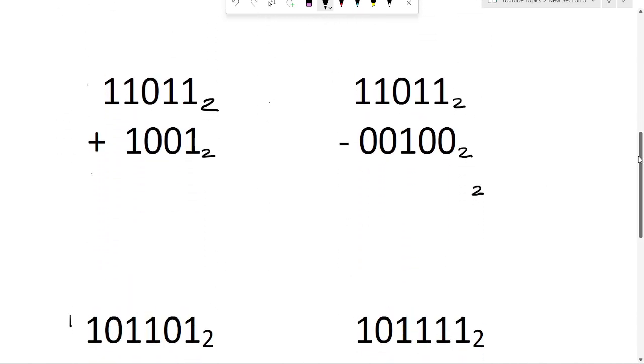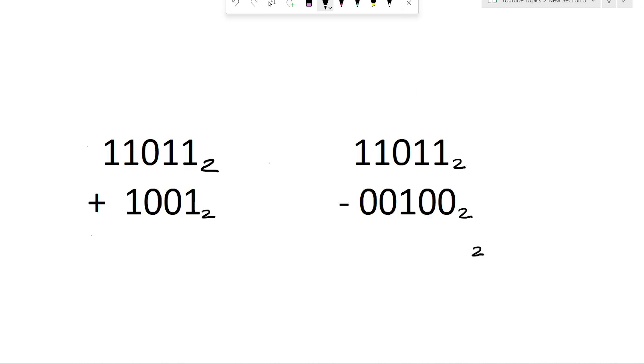The first question I have here is 11011 base 2 plus 1001 base 2. Please note that I did not say 11,011. That's how we call it in base 10. However, we're in base 2, so we call the single numerals. And after we are finished, we say base 2. So 11011 base 2 plus 1001 base 2. That's how you say it in base 2.